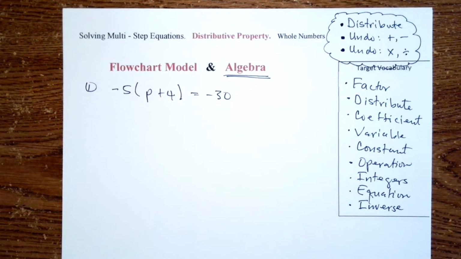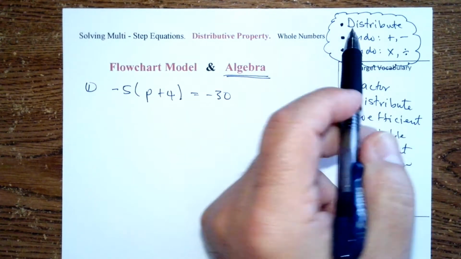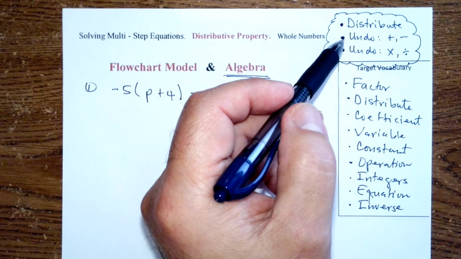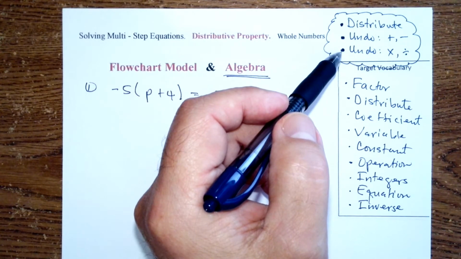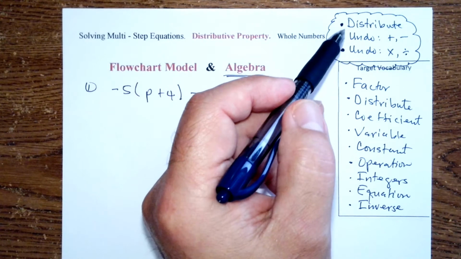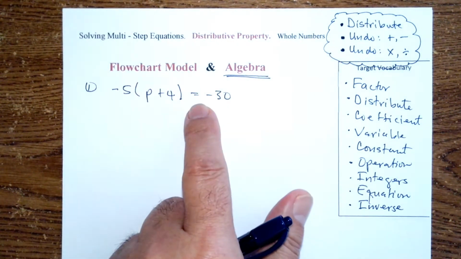Okay. First and foremost, will you please look up at the upper right hand corner of the paper. There's a cloud, and inside the cloud I have 3 bullets. In the first bullet I have the word distribute. Second bullet, undo addition and subtraction. Third bullet, undo multiplication and division. If you're saying how we're going to use these, Mr. Fuentes, we're going to apply these 3 bullet items in the solving of this equation.